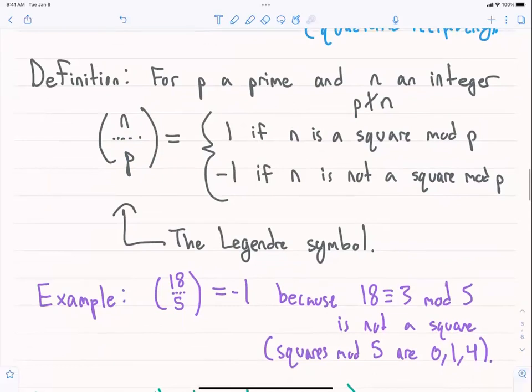Just for example, the Legendre symbol of 18 over 5 is -1. To justify that, I need to say that 18 is not a square mod 5. Indeed, 18 is congruent to 3 mod 5, and that's not a square because the squares mod 5 are just 0, 1, and 4.